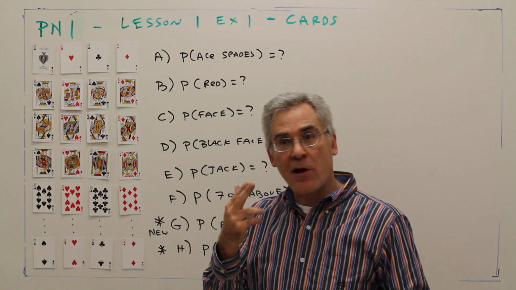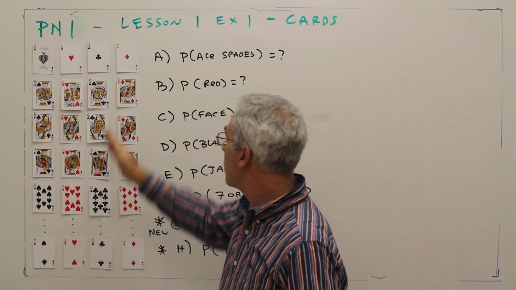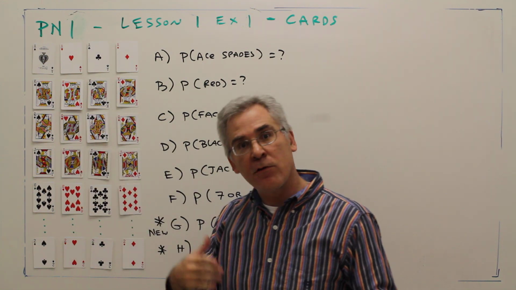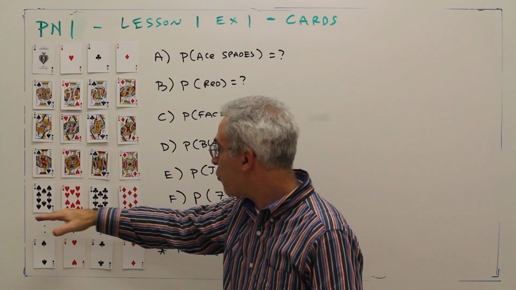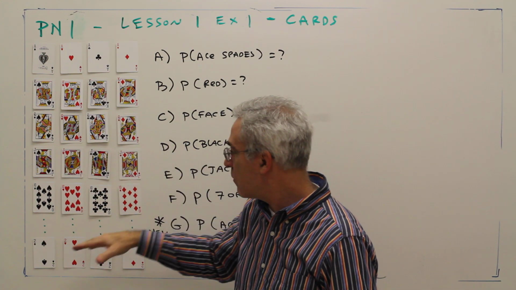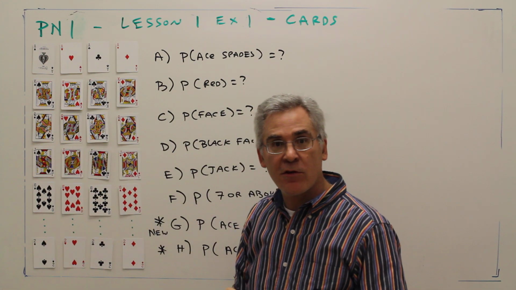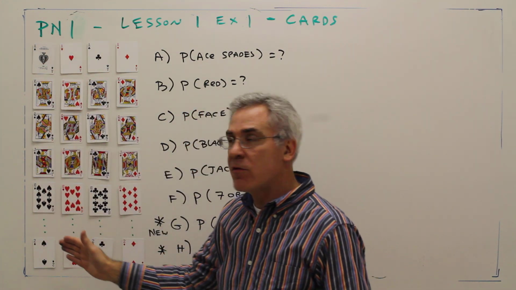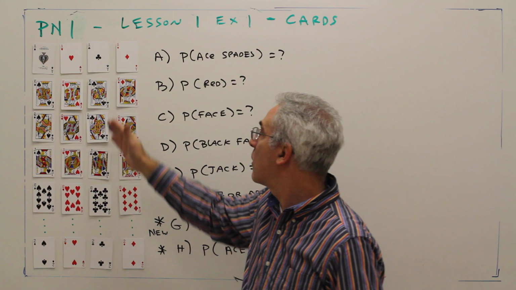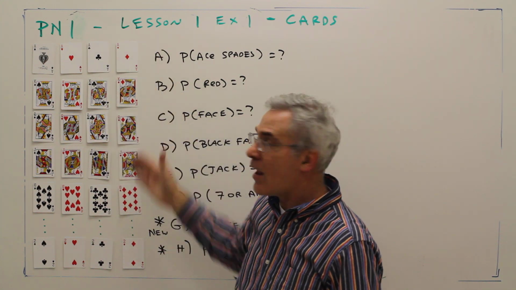There are 2 different colors. There's red cards and black cards, so there's 26 of each. As I said before, there's 13 different denominations or ranks, 2s through aces. There's 4 suits: spades, hearts, clubs, and diamonds.